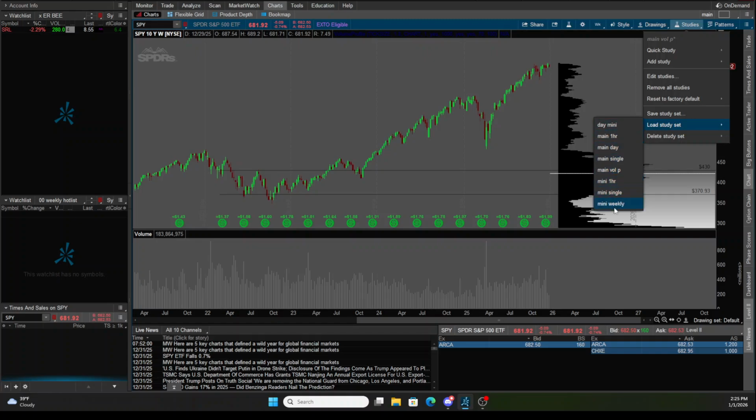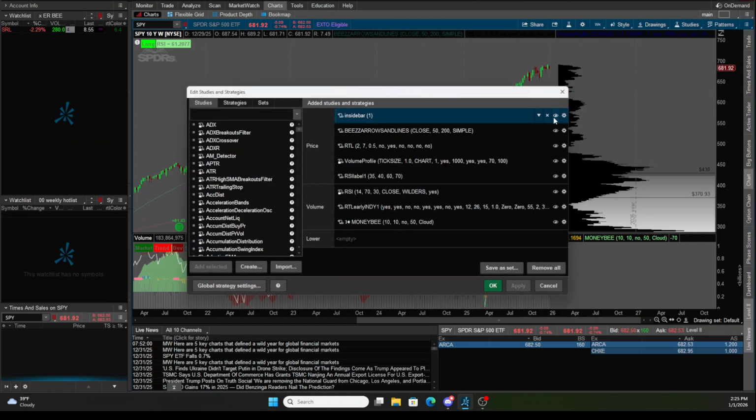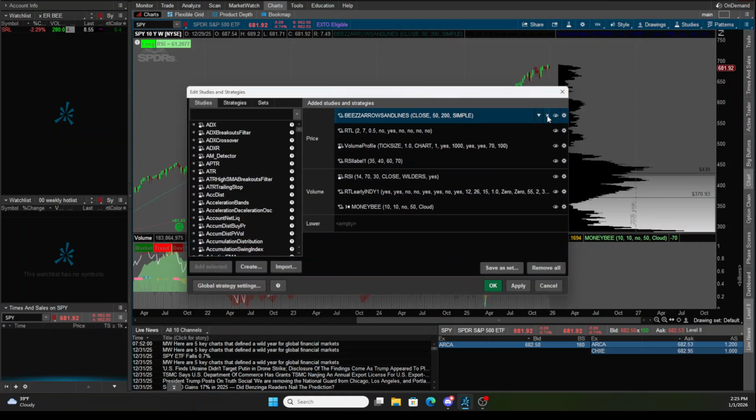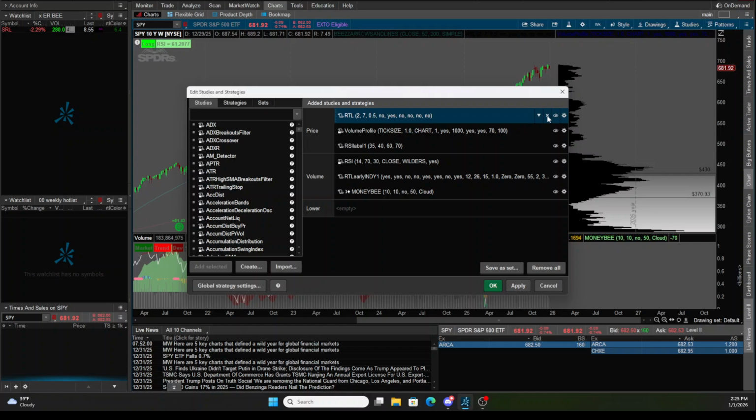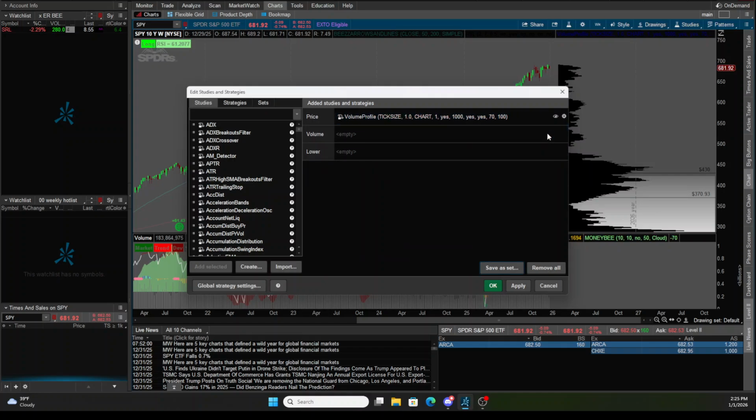Load mini weekly. And today we're going to start with volume profile studies. Normally I have all these studies, but I'm just going to break them down to you one at a time. Today we're just going to do volume profile, and I'm going to show you how I use that on multiple time frames. So volume profile, tick size, 1 tick per bar. That's showing me how it's going to populate over here.